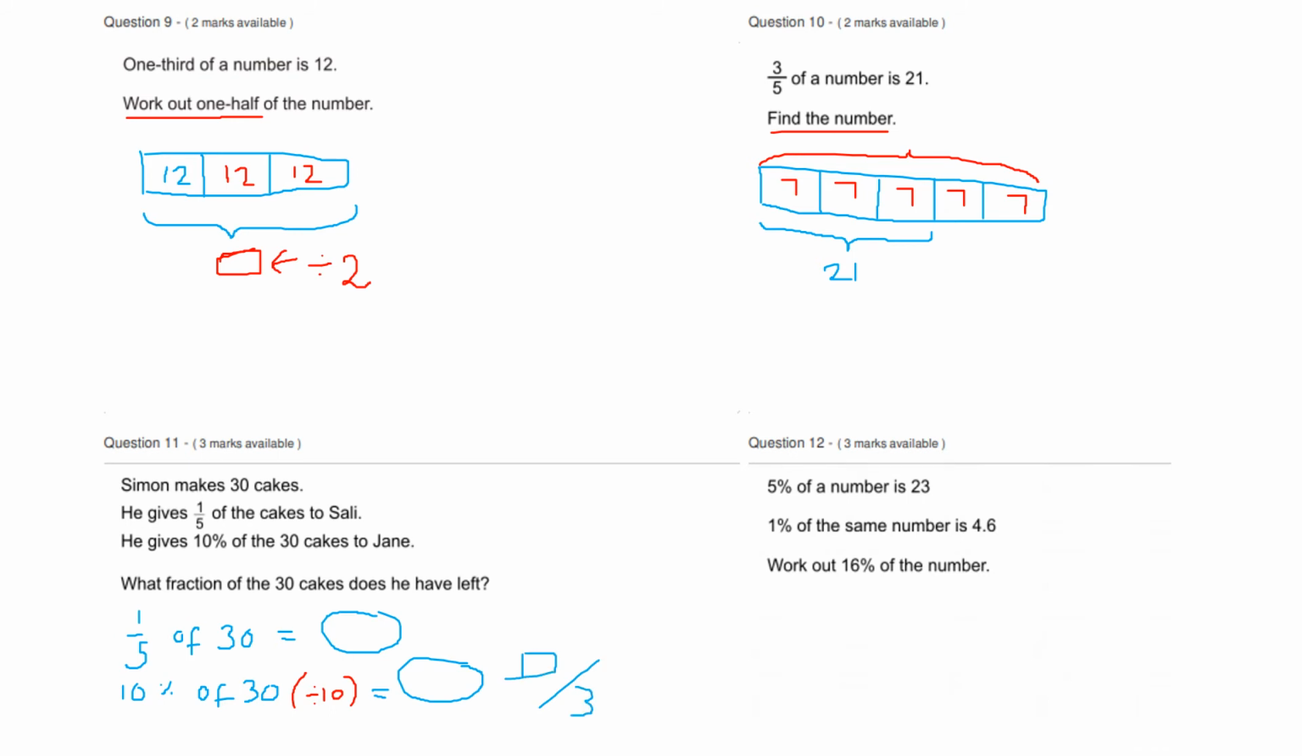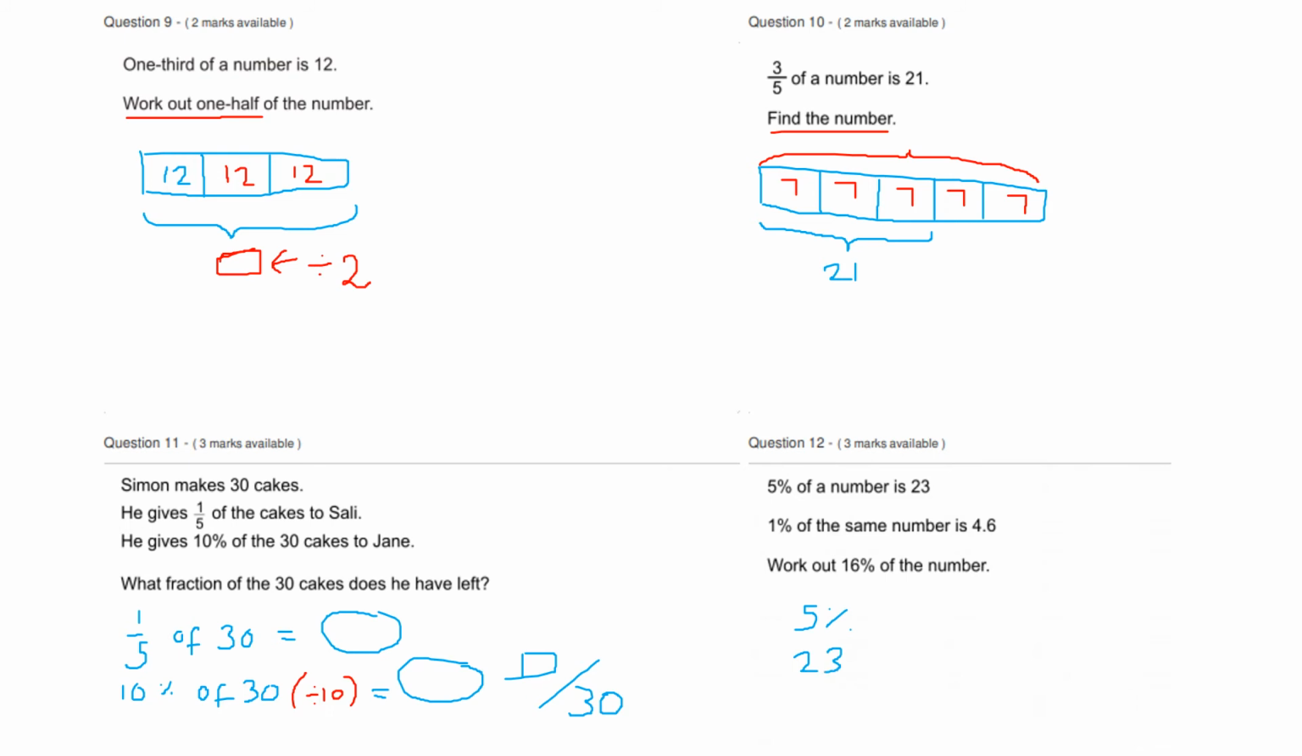So you can work that out, write it down, and then you can subtract those two answers off of 30, and whatever you've got left, that's going to be your answer out of the 30 cakes that he made. So then once he's got left to keep at home or to eat himself.